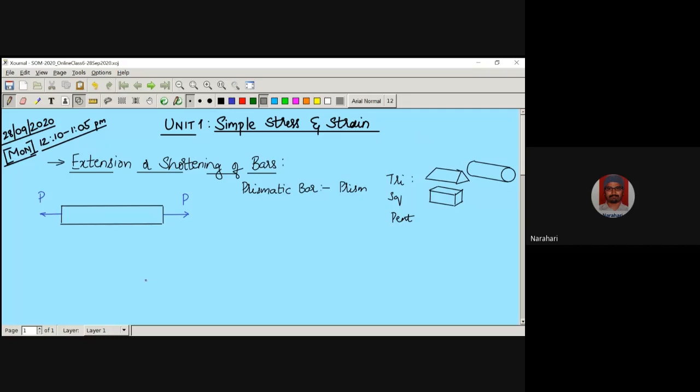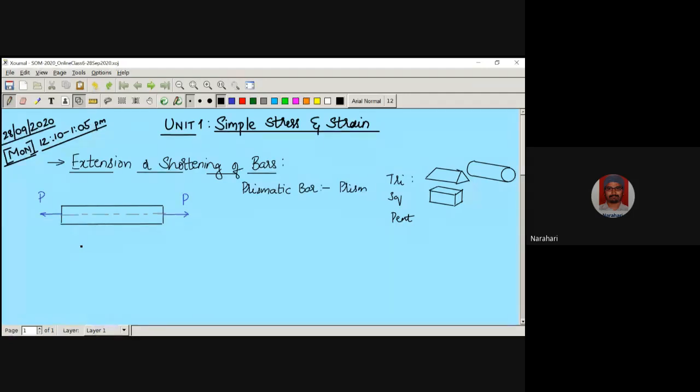I'll just draw one axis line also, just to show that the load is applied along the axis. There is one more concept here. The arrows that I have drawn on the other side indicate the total load on that face of the bar, not that a point load is being applied.